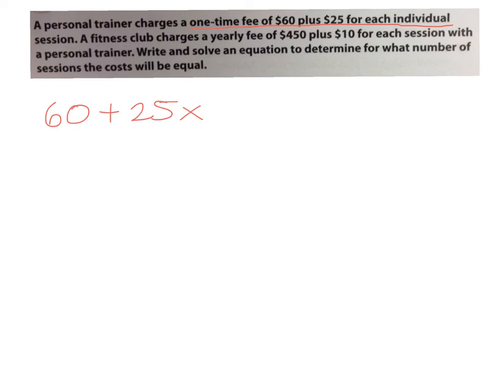When I look at the fitness club, theirs is $450 plus $10 for each session. So what would be their total cost? $450 plus 10x. If I want to know when those will be the same, I want to set those equal to each other. So my equation should be 60 plus 25x equals 450 plus 10x.